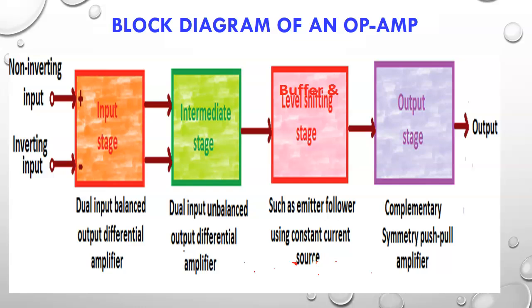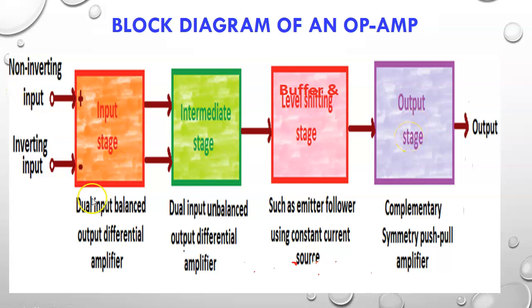This is the main block diagram of an opamp. Internally, IC741 consists of 4 stages. One is the input stage, second is the intermediate stage, third is the buffer and level shifting stage, and fourth is the output stage.